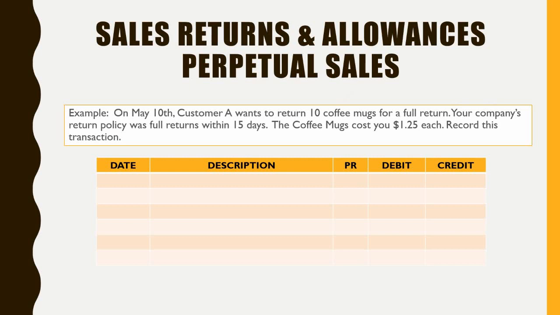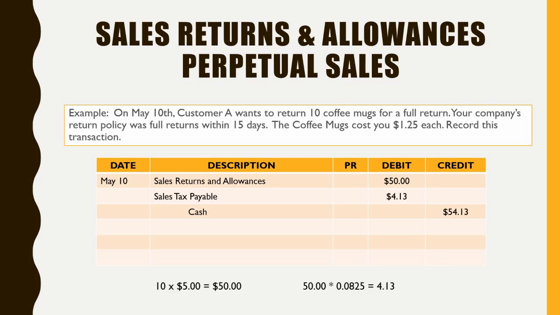We have sales returns and allowances for 10 coffee mugs. We originally sold each coffee mug for $5. How much is going to be my sales returns and allowances? $50, yes. On top of that, because we originally charged the customer sales tax, we have to give it back. How much is my sales tax? $4.13. Good. So we must give customer A back $54.13.